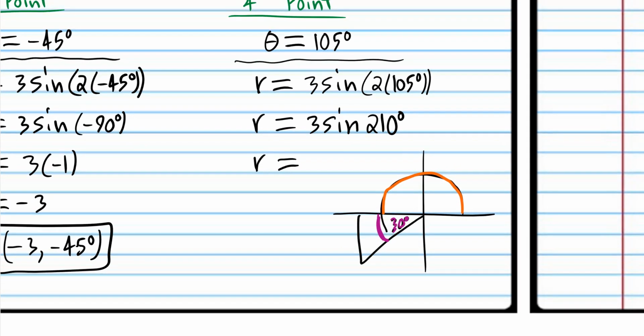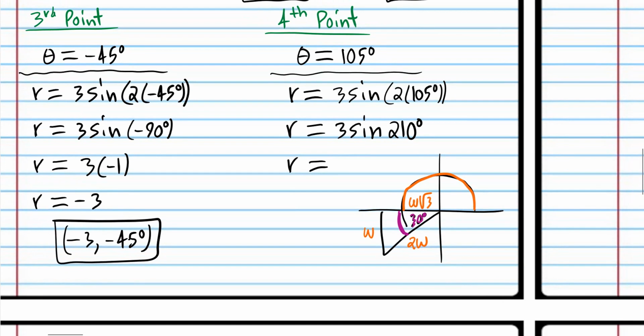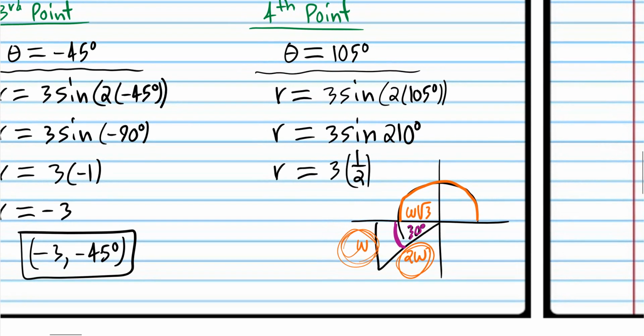So now we see that this is a special triangle, and this side is going to be omega, this side is going to be 2 omega, and this side is omega root 3. Sine is the opposite side of the triangle divided by the hypotenuse. So omega over 2 omega is 1/2. So we have 3 times 1/2. And that's going to be negative 1 over 2, because the opposite side over here, it's below the x-axis, so that's going to be negative.